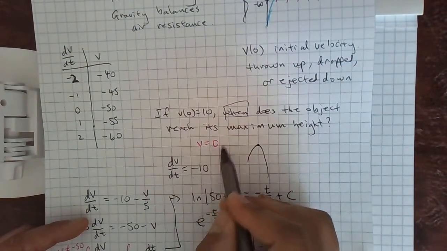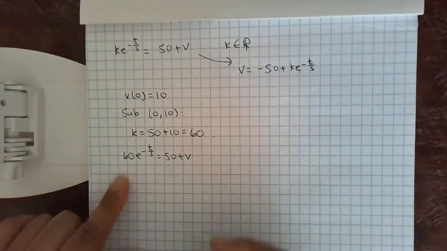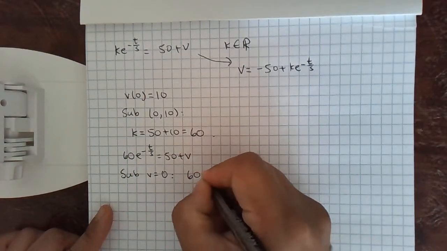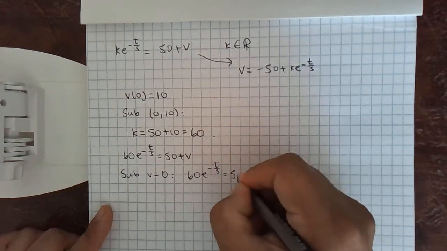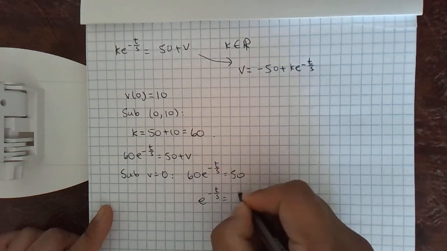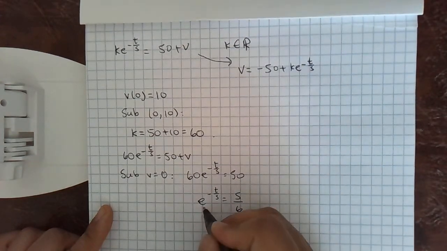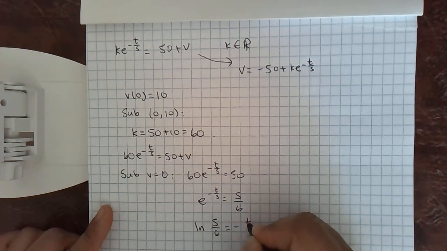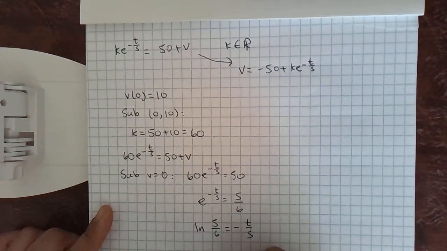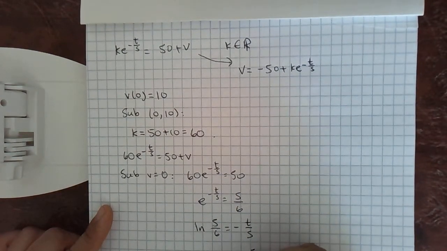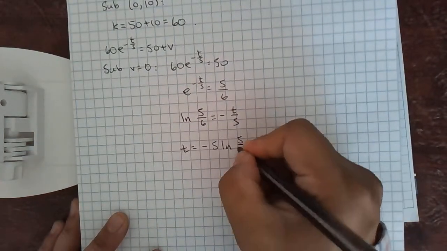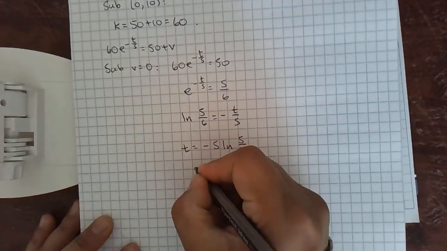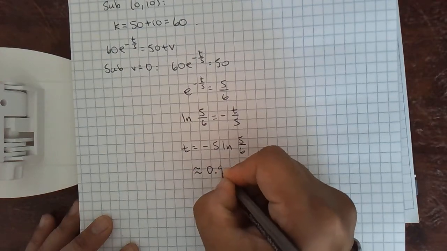When does the object reach its maximum height, which we said happens when v equals 0. So now I can sub v equal to 0 into here, and then I get 60 e to the negative t over 5 is 50. So e to the negative t over 5 is 5/6. And then this means that the power I put on e to get 5/6 is negative t over 5. So t is negative 5 times the natural log of 5/6. And luckily this number is negative, so that's good. I put that into a calculator and I get approximately 0.91.